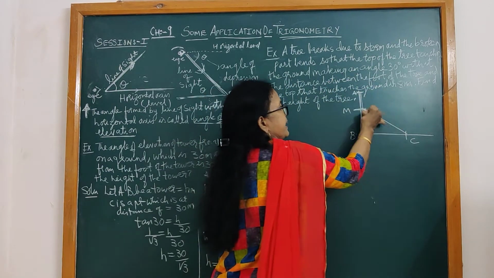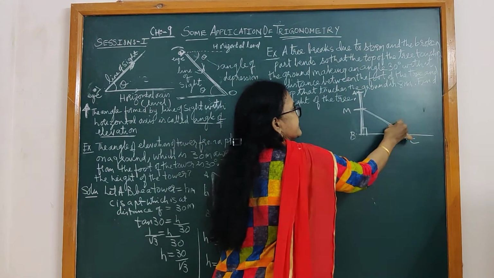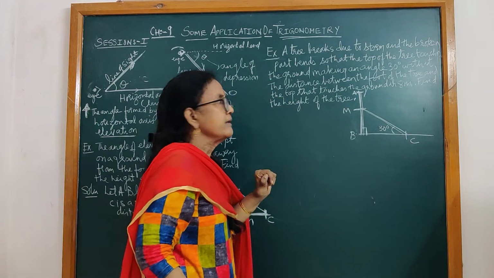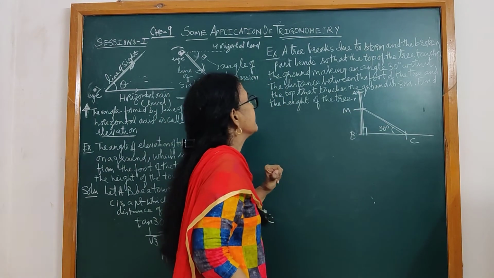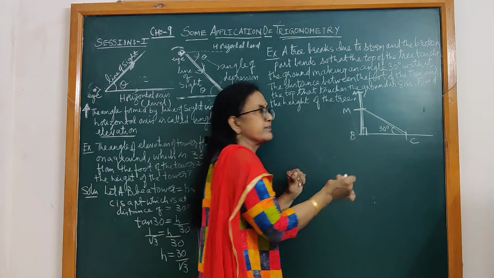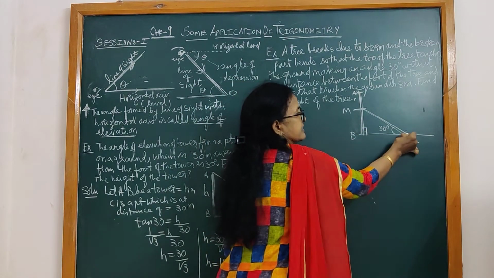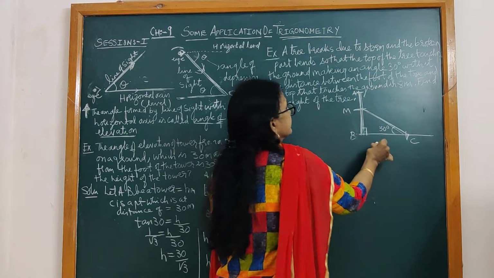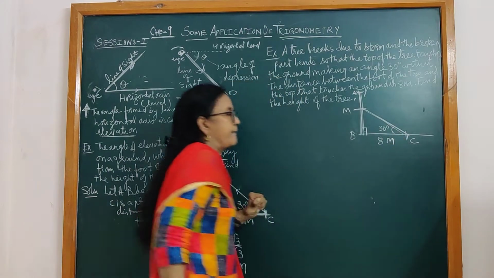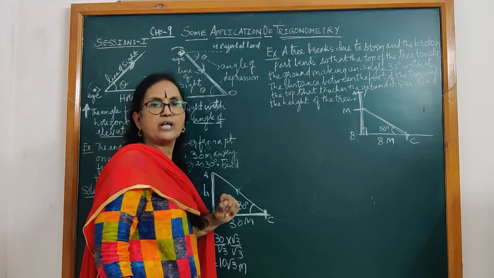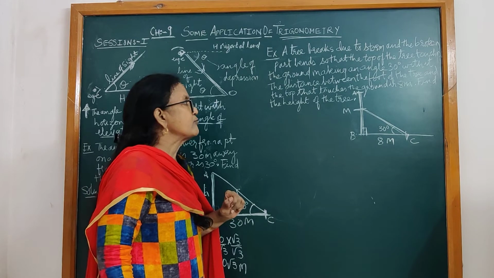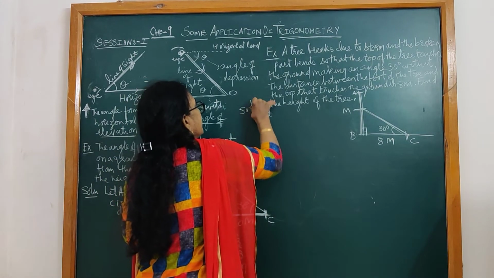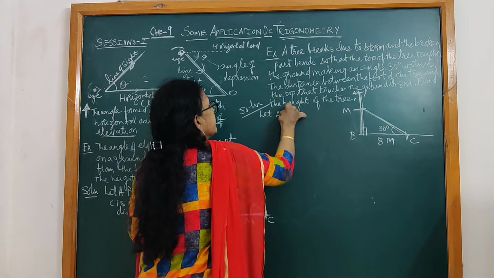So the angle which it is making, this portion which went this way, is making an angle of 30 degrees with the ground. The distance between the foot of the tree, see now this is the foot and this is the top which touches the ground, the distance between them is 8 meters. Now you have to find out the height of the tree. I want to find out AB. So let AB be a tree.